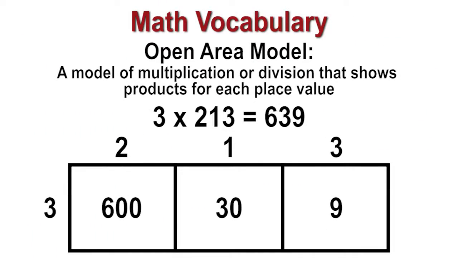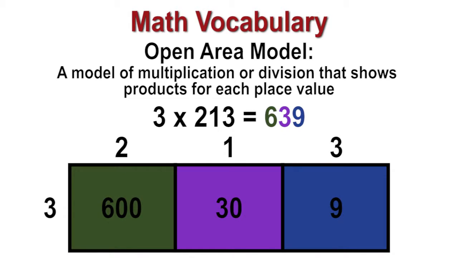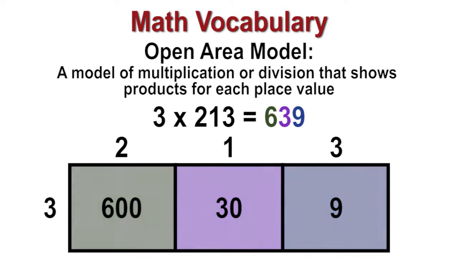Here's the vocabulary needed for this lesson. An open area model is used when representing large factors. Instead of drawing each individual rod or unit, partial products are written in the rectangles. There is a rectangle represented for each place value.